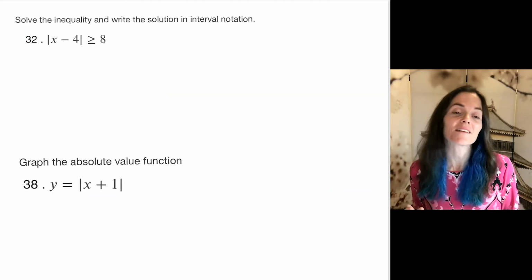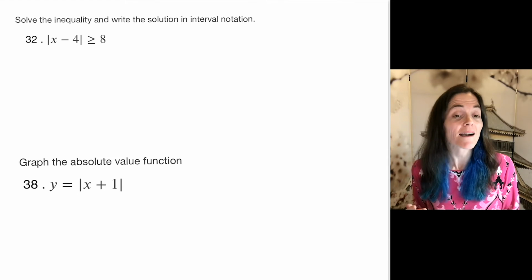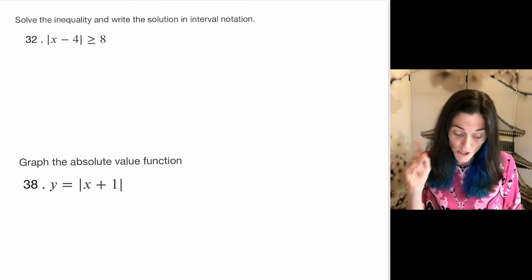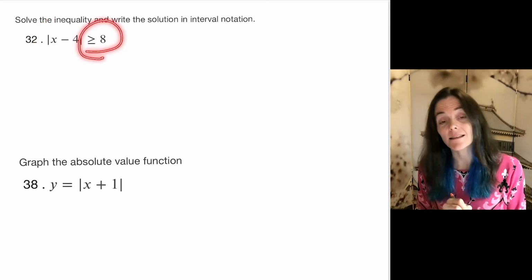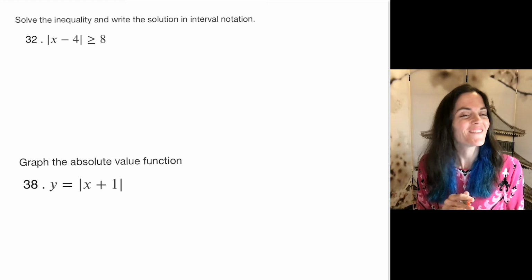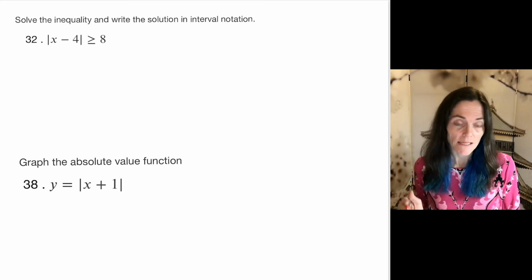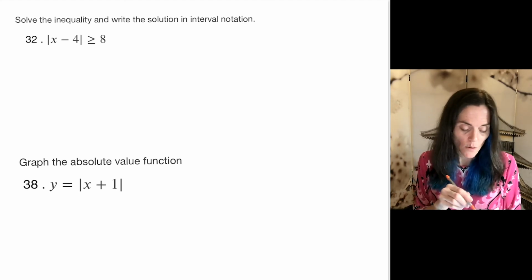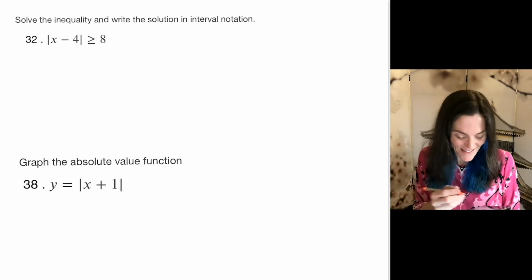32, we want to solve an inequality and write our solution in interval notation. We have two possibilities. I talked about how to solve something like this, because geometrically, this says we want all x values that are at least 8 away from 4. That's what this is saying geometrically. So you could either solve with a number line or use properties of the absolute value. Maybe I'll solve using properties.